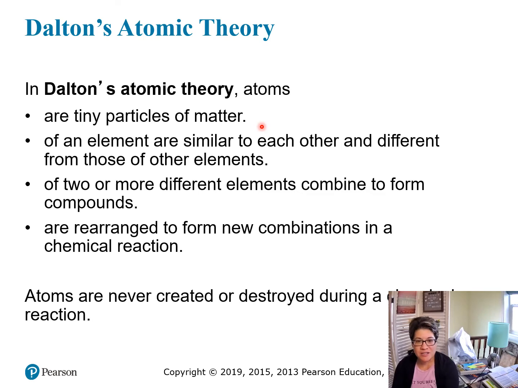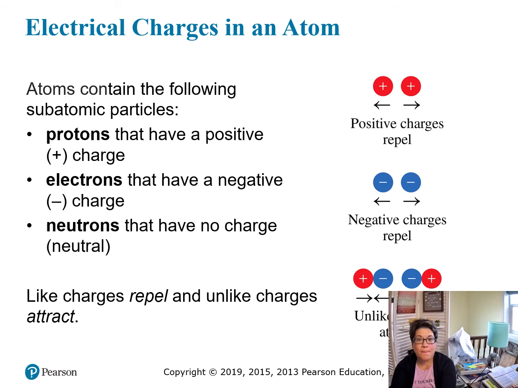It was a start. He also said that the atoms of a single element are similar to each other and different from other elements. So like an aluminum atom is different from a gold atom. And then he said that two or more different elements can combine to form compounds. So you can put different atoms together and form different compounds. And when we have a chemical reaction, these are rearranged. And then he also said they're never created or destroyed. They just change places and change bonds in a reaction.